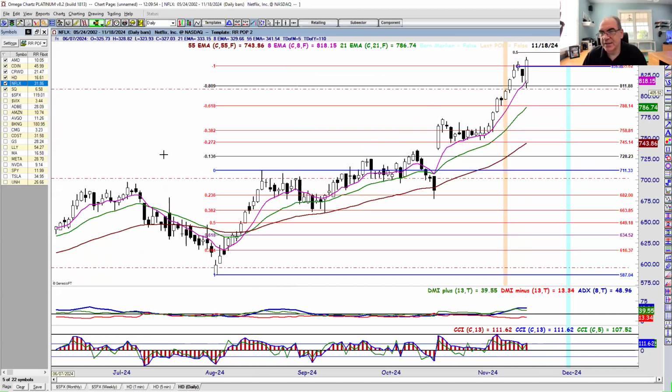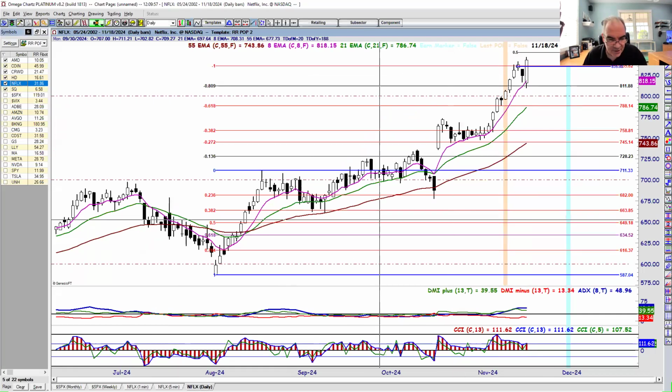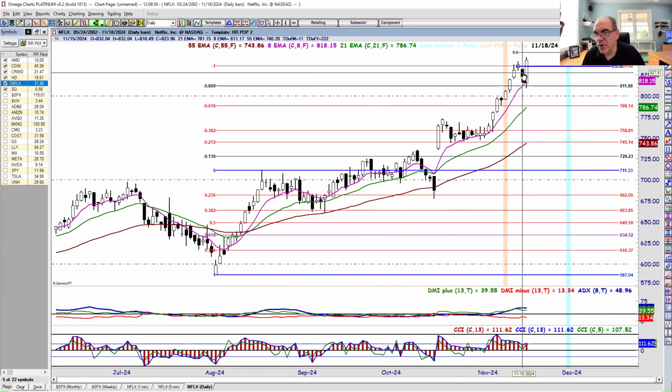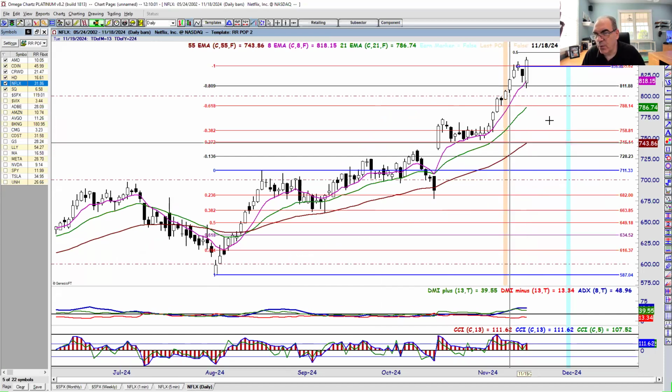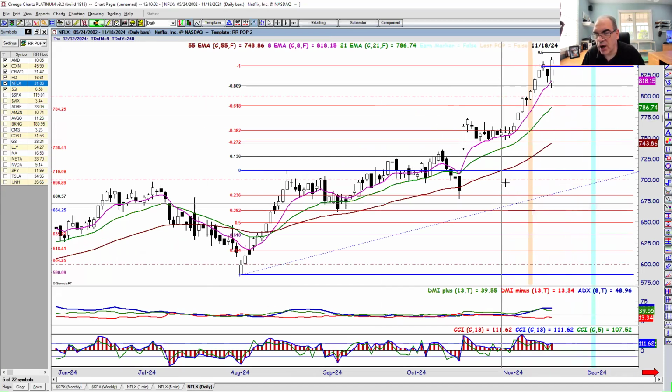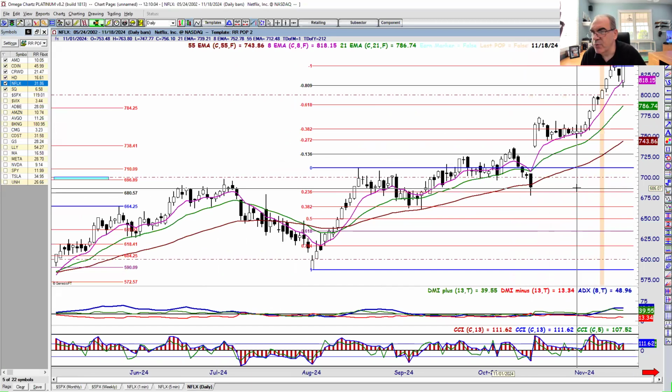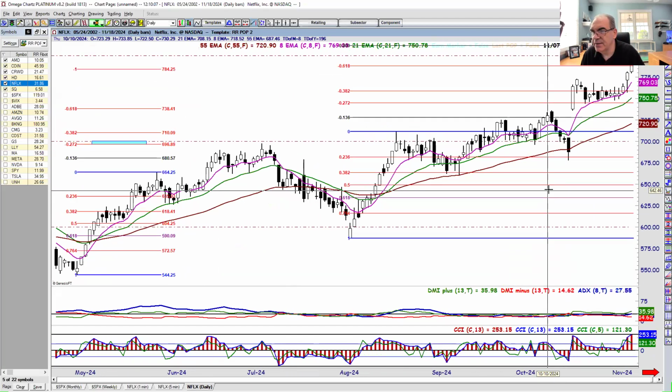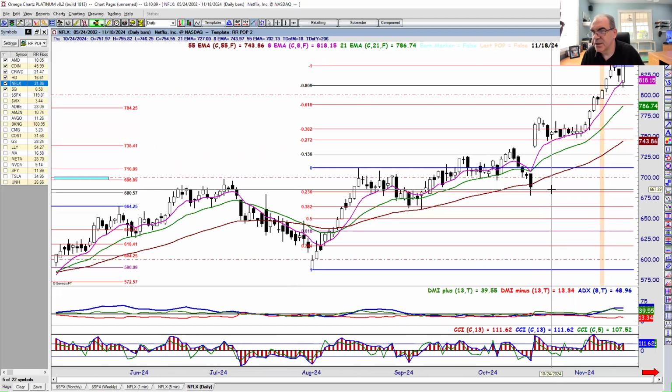Right? Netflix. I hate when Netflix does this. Watch. So where did Netflix go? It gapped right down. Now, once again, I'm going to move the chart off so you can see where the moving average was. And whoops, that happens.